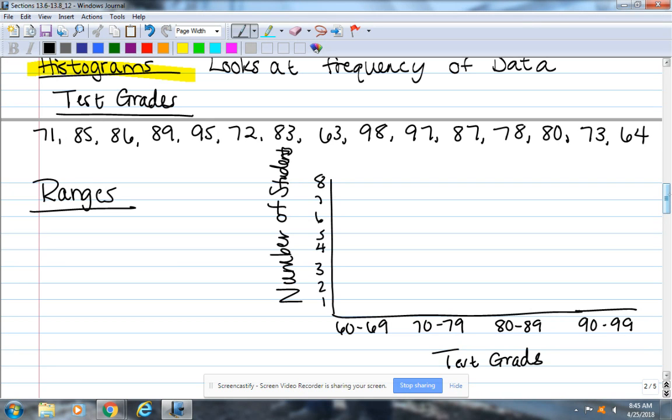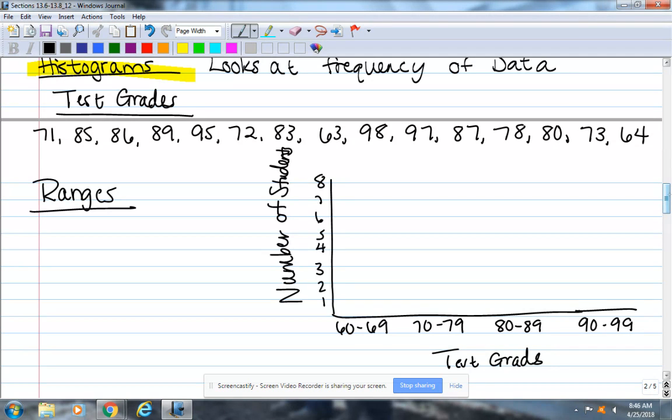So I think what this teacher did is they broke it up of who made in the 60s, who made in the 70s, who made in the 80s, and who made in the 90s. I don't think anybody made 100 on this test. Okay, so the teachers want to look at her data, his data, whomever, and to see how many of them made in the 60s, how many made in the 70s, how many made in the 80s, how many made in the 90s.